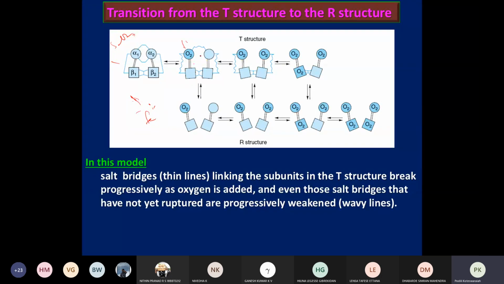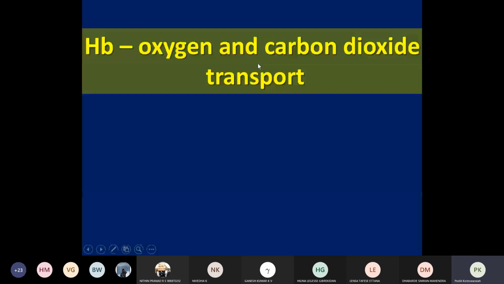And all these salt bridges would be progressively disrupted. As a result, all the oxygen can easily bind to the other subunits as well. So this is the first conformational change that is observed when oxygen binds to the deoxyhemoglobin and it converts into the oxyhemoglobin.